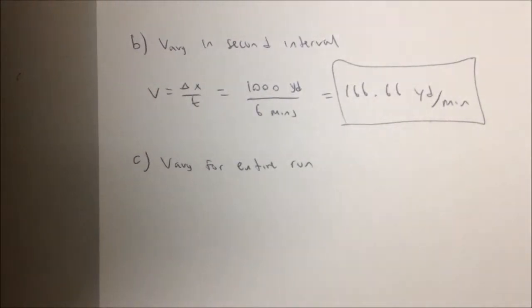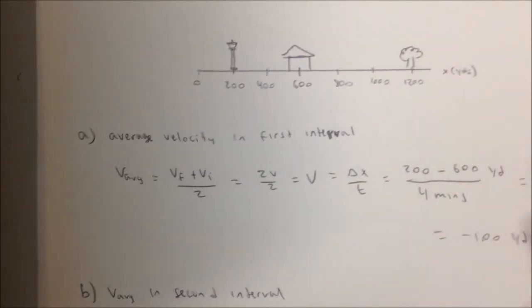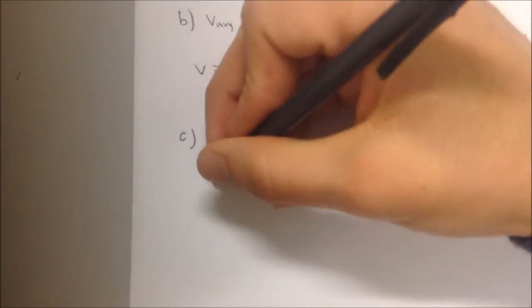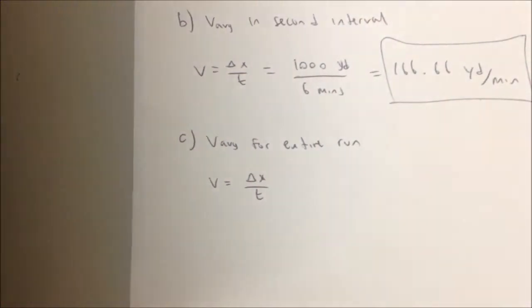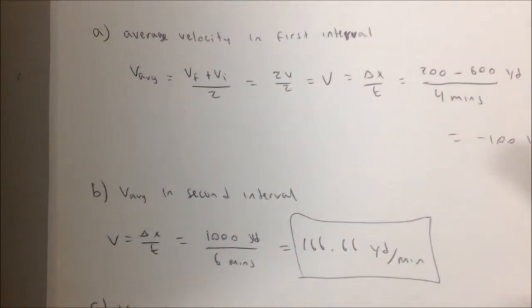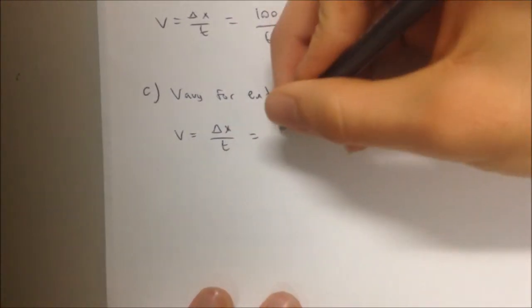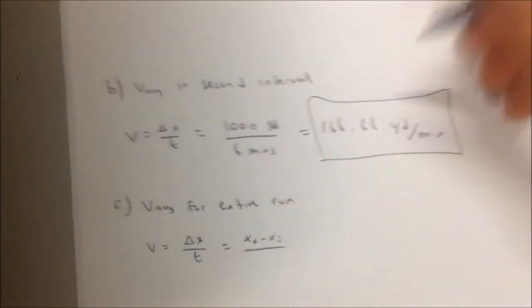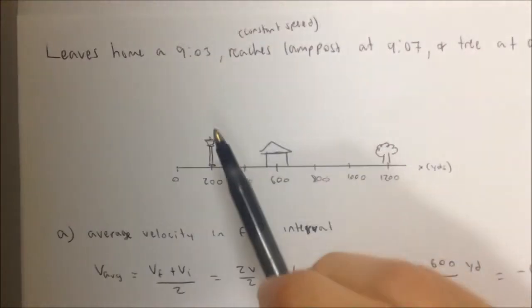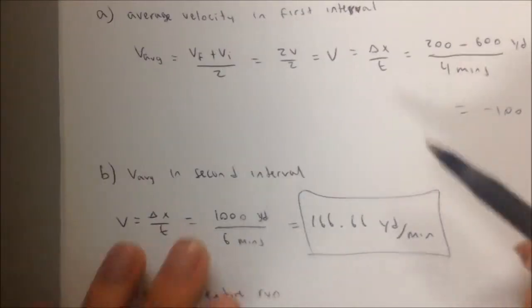The last part of this problem is asking for the average velocity throughout the entire run. So again, we're going to use V equals the change of x over time. This time we're going to use the entire distance covered. So change of x is x final minus x initial, and then the time is going to be from 9:03 to 9:13, which is 10 minutes.